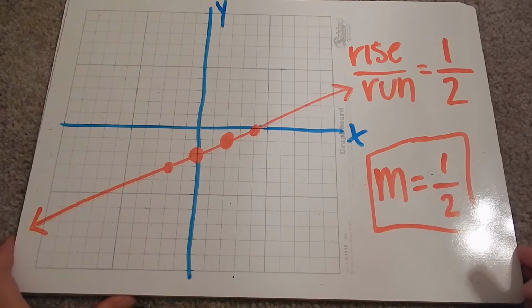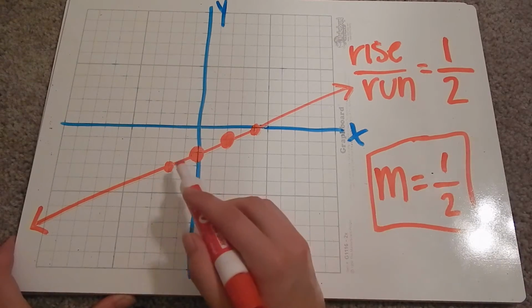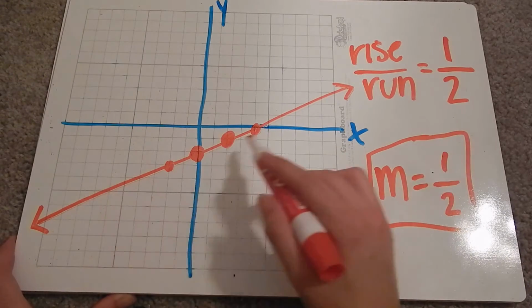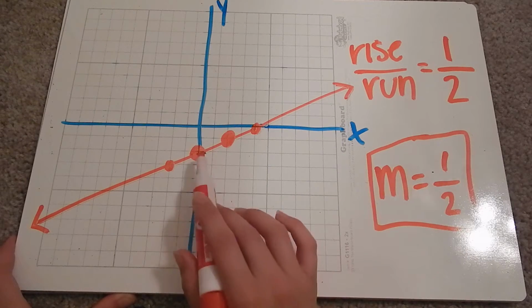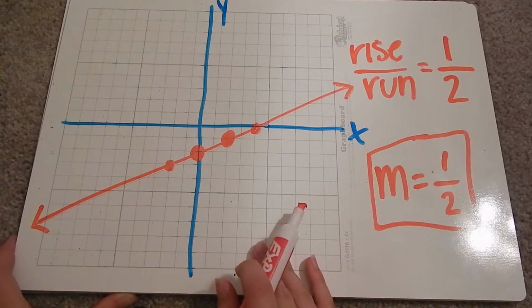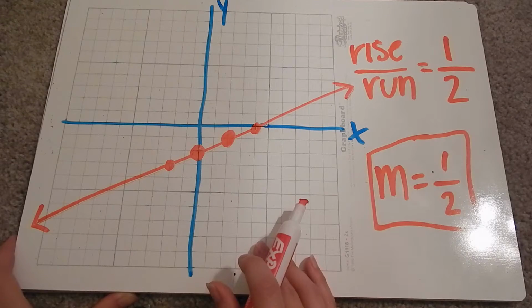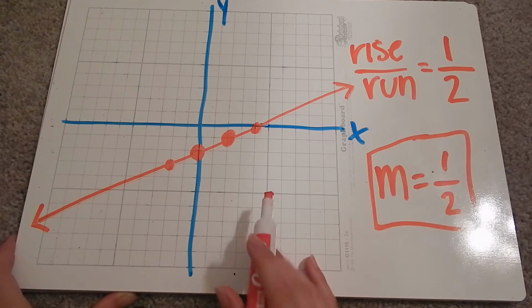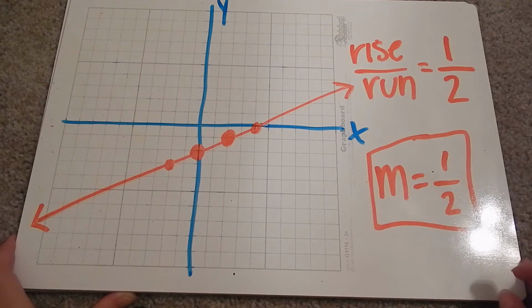Just as a reminder here, you can use any 2 points on this line that you want to. It doesn't have to be the points I pick. You'll always end up getting the same slope if it's a line. You just might have to reduce a little bit more.